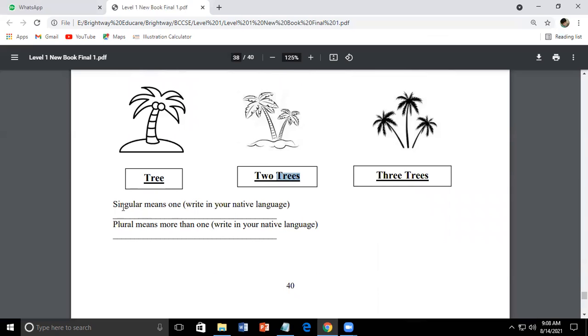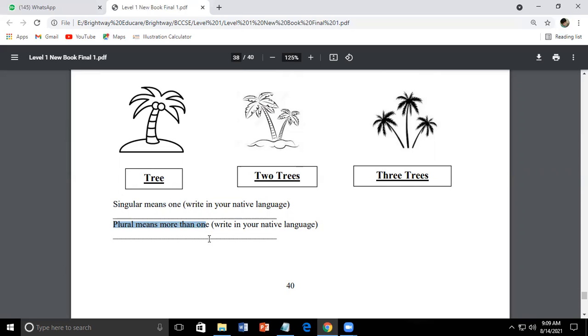So friends, singular means one and plural means more than one. You can try to translate this in your native language. I'll repeat this one more time for you. Singular means one or single, and plural means more than one. Okay. Now, I also would like to clear your doubt because many people say that plural is two. So no, it's not two. It can be anything which is more than one.